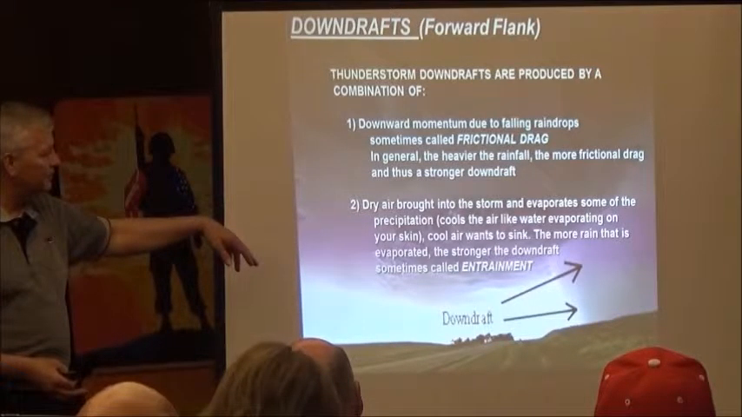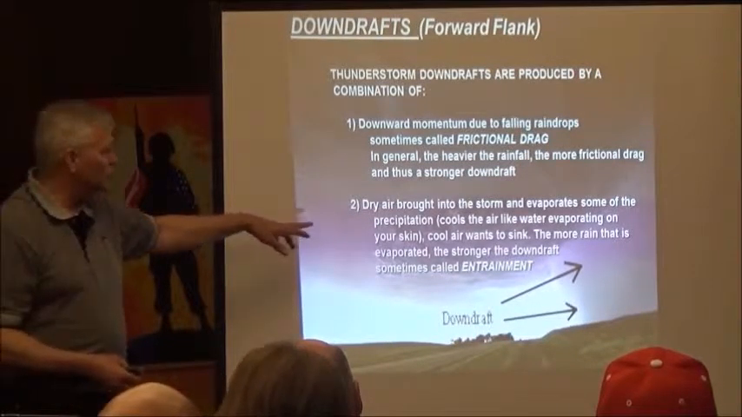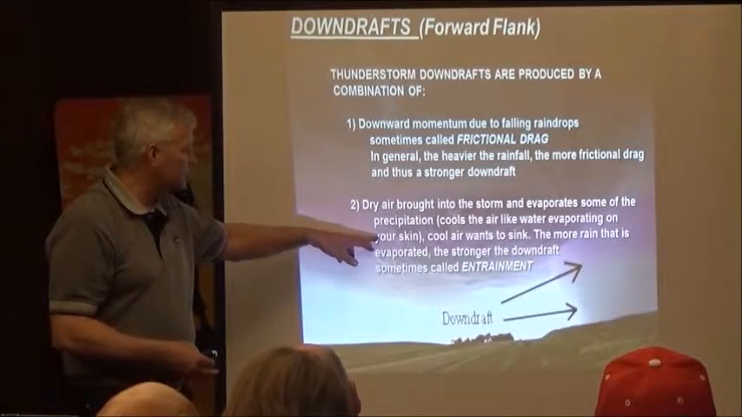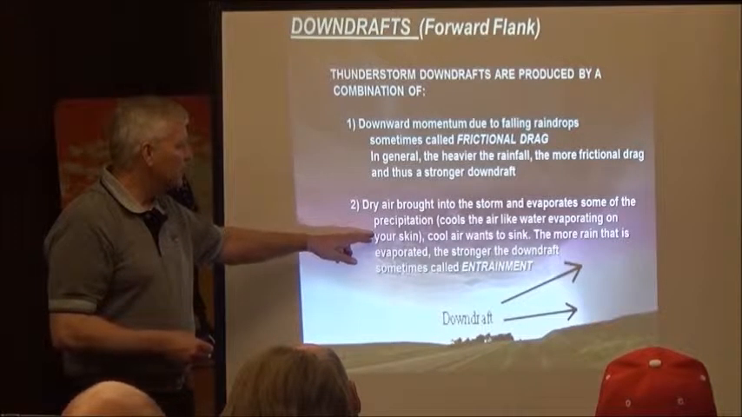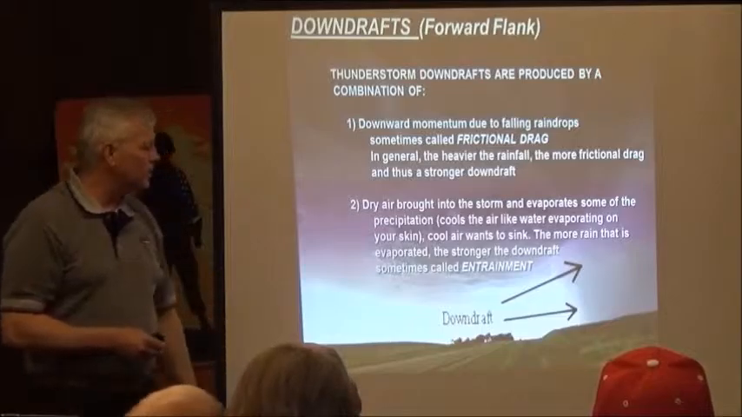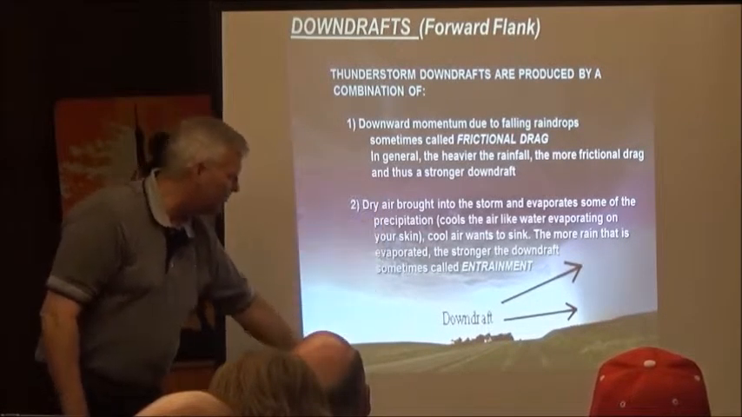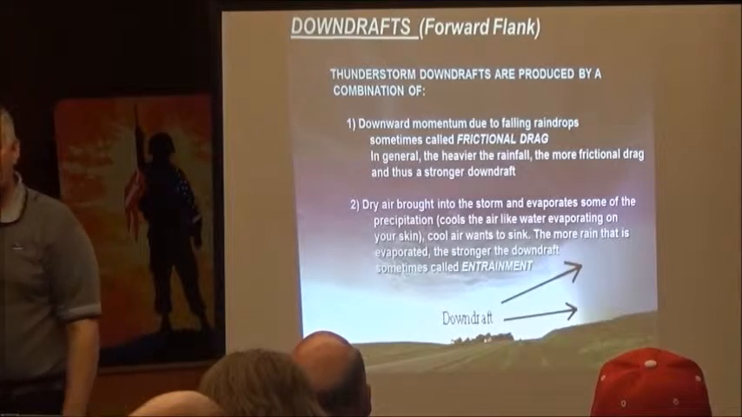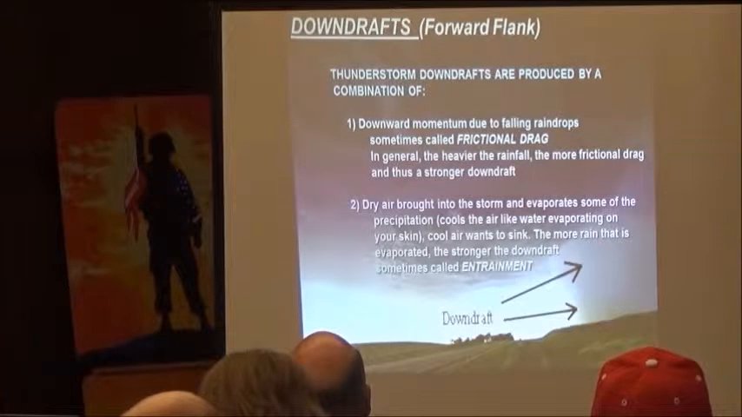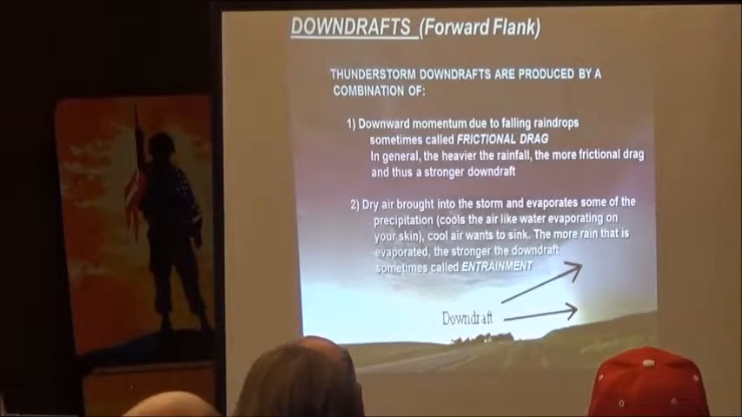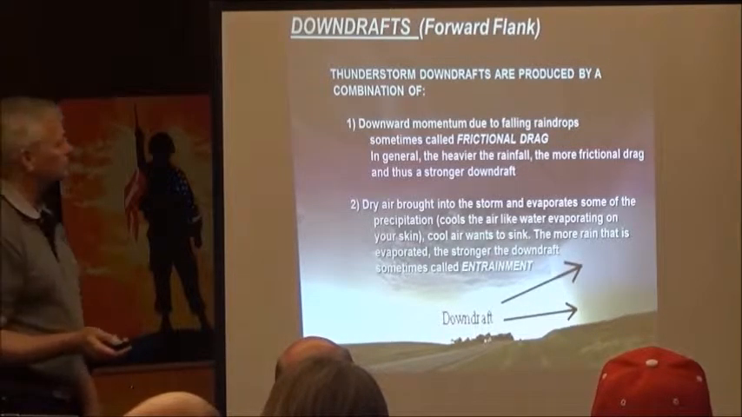Some of the precip cools the air, the water vapor, just like on your skin, and it wants to sink when it cools. So the more that's evaporated, the stronger the downdraft becomes through that process called entrainment. So there's two factors then that produce the downdraft: the frictional drag and the evaporation.